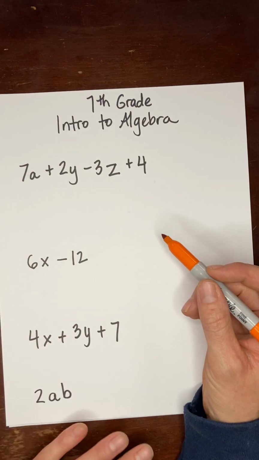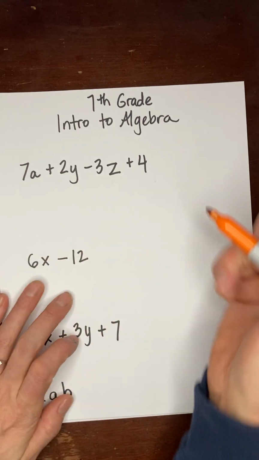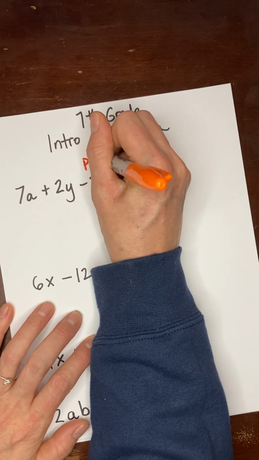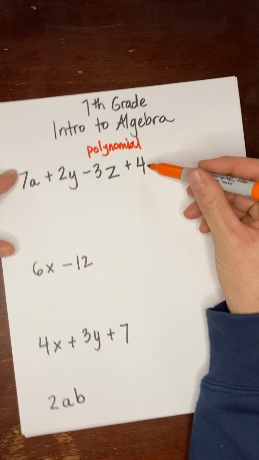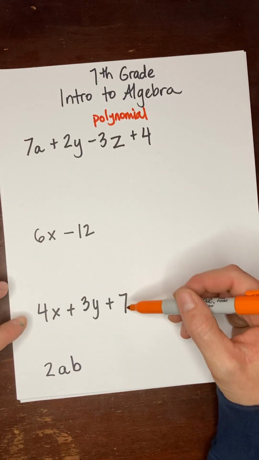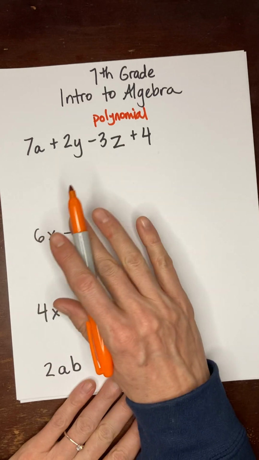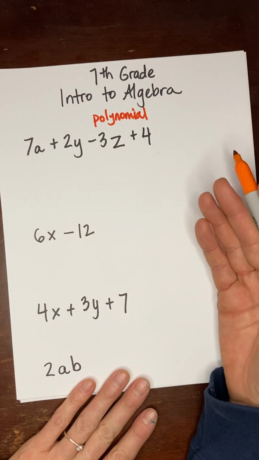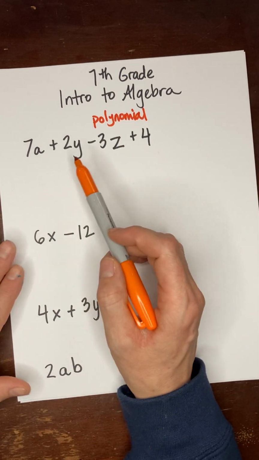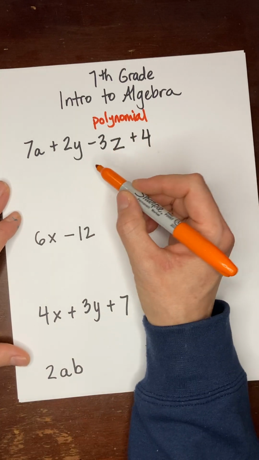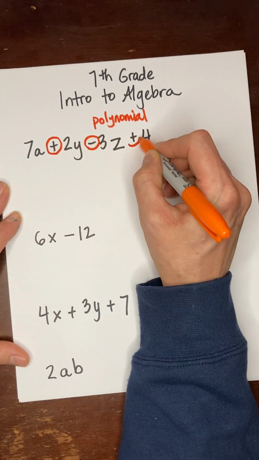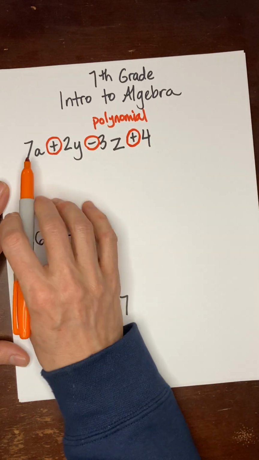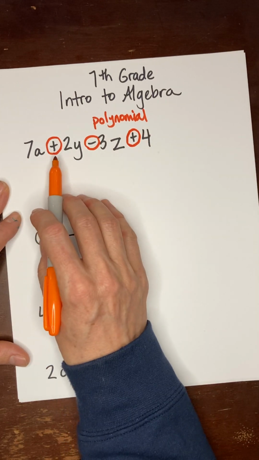All right, now we call this a polynomial. So I should write that down. Polynomial expression. All of these are examples of polynomials. Okay, now polynomials have a specific name based on the number of terms. So if we look at the first one, I'm going to circle these addition and subtraction signs just so we can more clearly see our terms. All right, terms are separated by plus and minus.